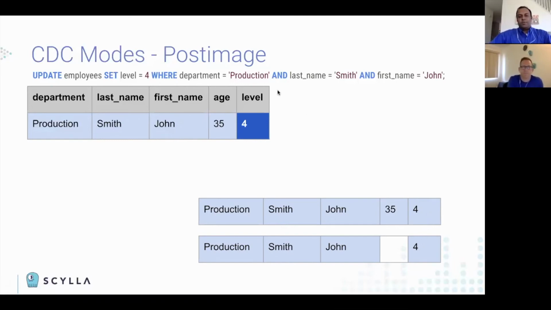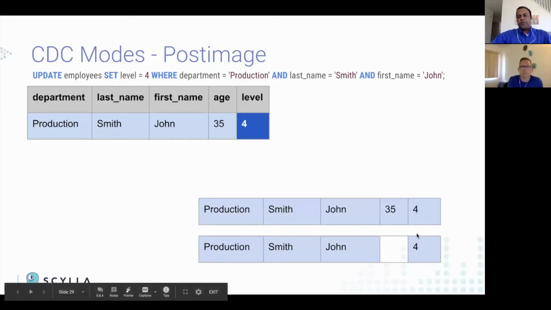Yeah, since you're subscribed to the post image, then you're getting level 4 as the post image record, as well as the delta would be just 4.